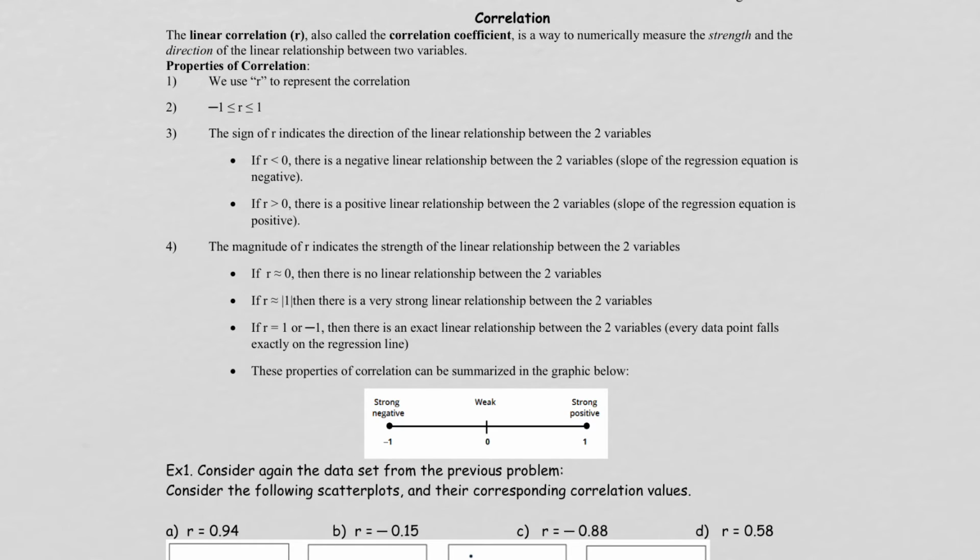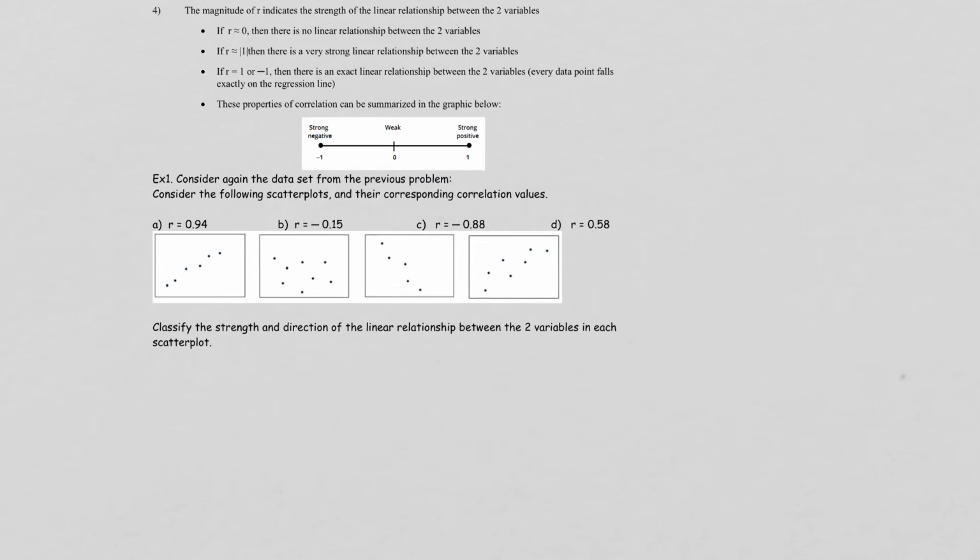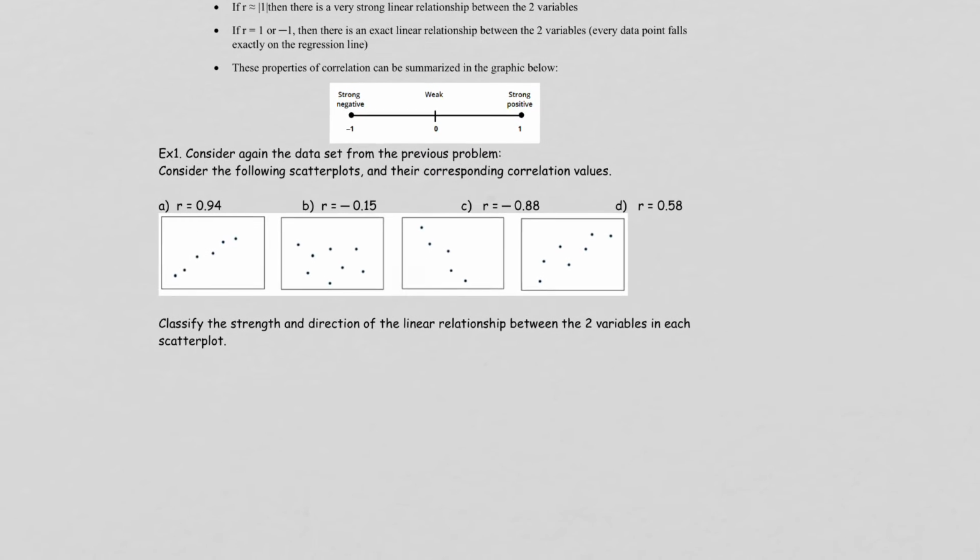So using the example, let me see if we can analyze the regressions. If we're looking at the first one, we have linear, right? This is the linear regression of 0.94. This is close to +1, so this is going to have a strong positive linear relationship, right? That's what you could say.